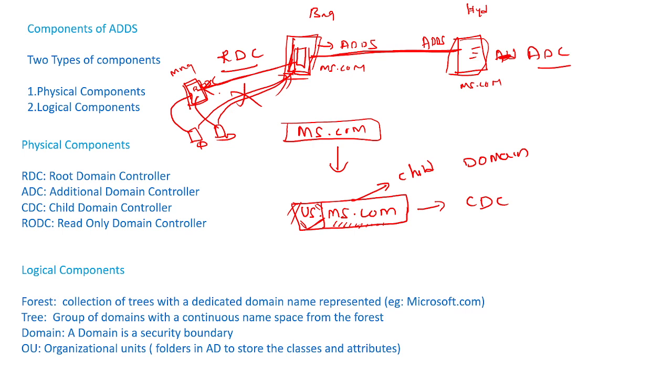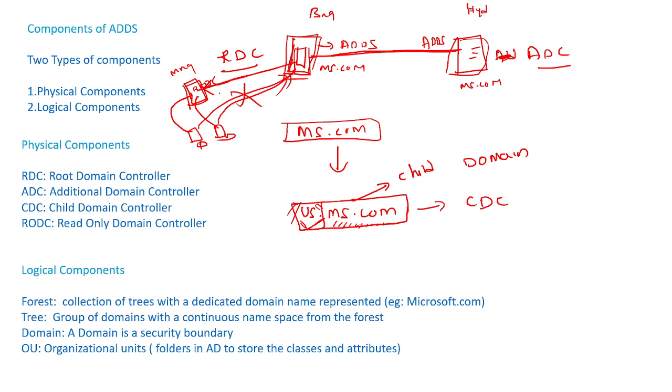So in Active Directory, there are two types of components. One is physical component, another one is logical component. The physical component means the components which you can touch and feel. The logical component means the components you can only imagine. Okay, and next is physical components. If you want to explain, the first one is root domain controller.